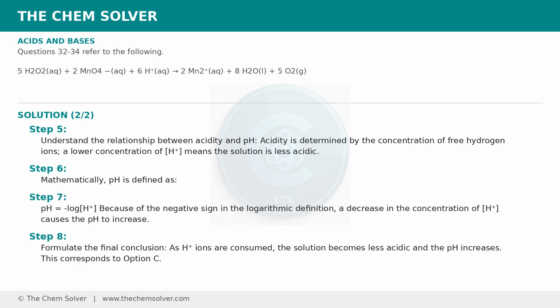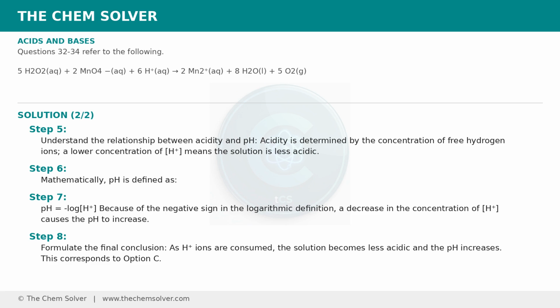Understand the relationship between acidity and pH. Acidity is determined by the concentration of free hydrogen ions. A lower concentration of H+ means the solution is less acidic. Mathematically, pH is defined as pH equals negative log of H+. Because of the negative sign in the logarithmic definition, a decrease in the concentration of H+ causes the pH to increase.